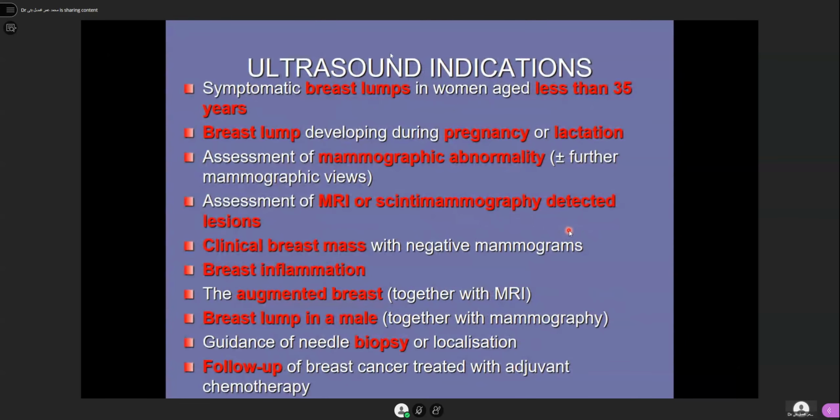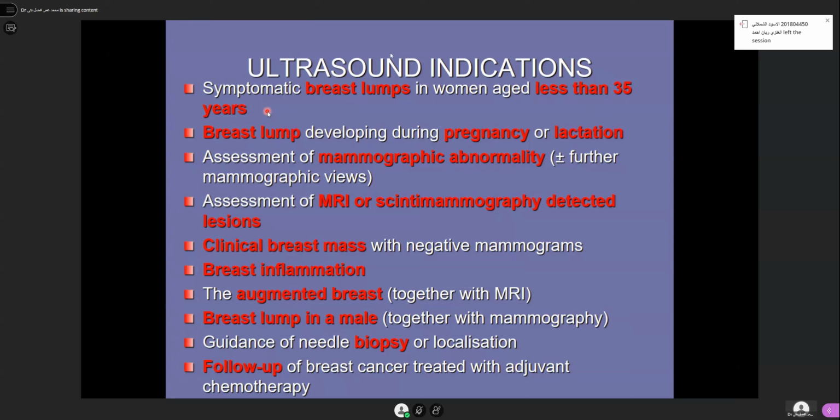These are indications for breast ultrasound. Any woman who is symptomatic, she has a breast lump or any other symptom, and females who are less than 35 years of age. As I told you, we cannot perform mammography in females who are less than 35 years of age. So if she is less than 35, we have to perform ultrasound.